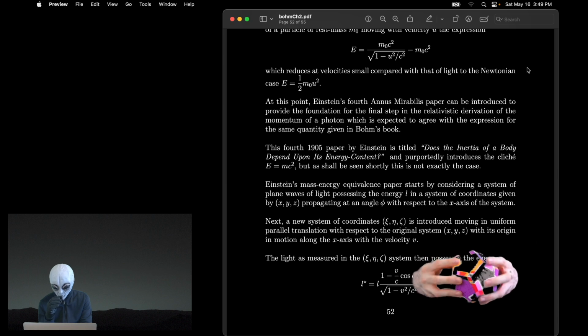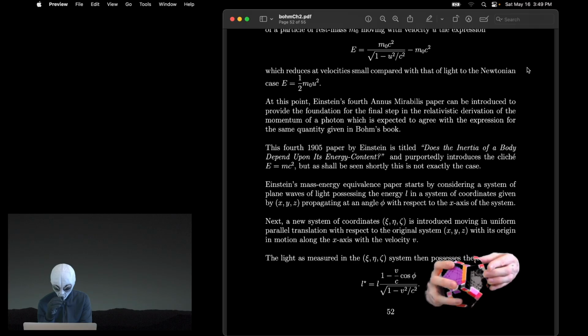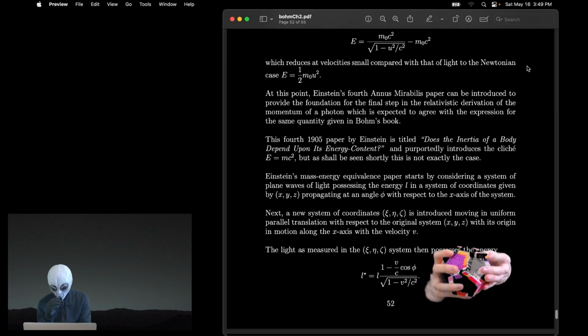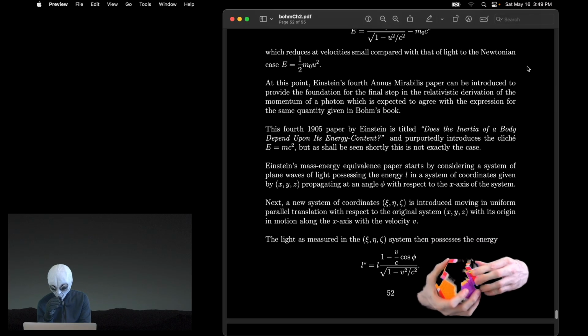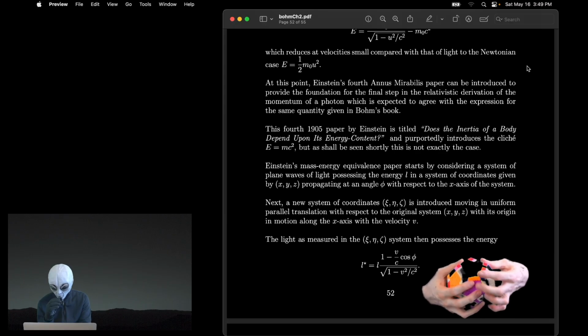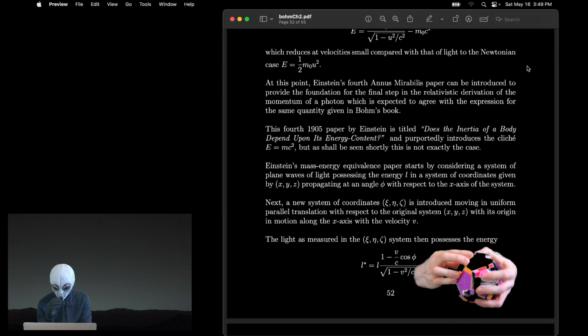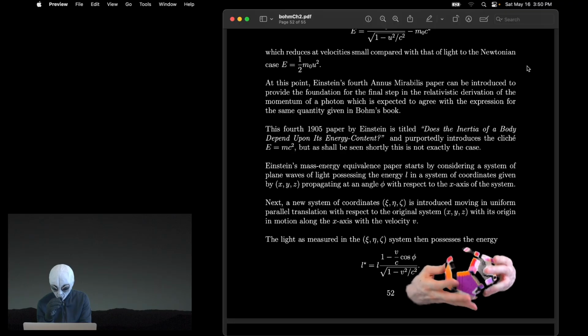At this point, Einstein's fourth annus mirabilis paper can be introduced to provide the foundation for the final step in the relativistic derivation of the momentum of a photon, which is expected to agree with the expression for the same quantity given in Bohm's book. This fourth 1905 paper by Einstein is titled "Does the Inertia of a Body Depend Upon Its Energy Content?" and purportedly introduces the cliché E equals mc squared, but as shall be seen shortly, this is not exactly the case.